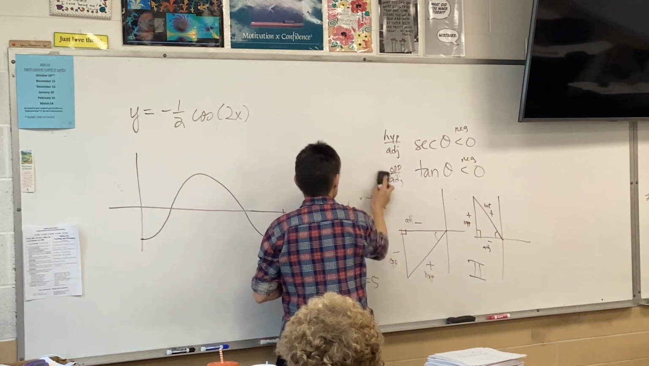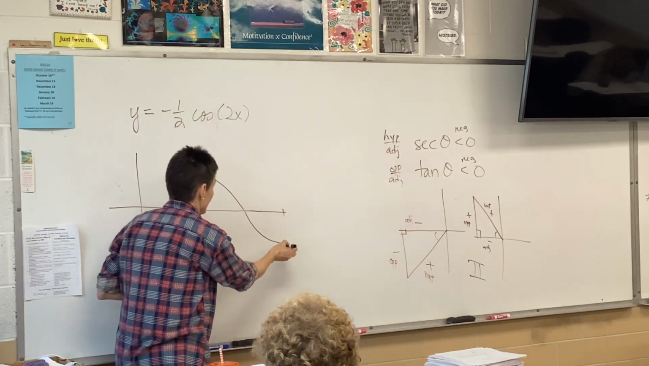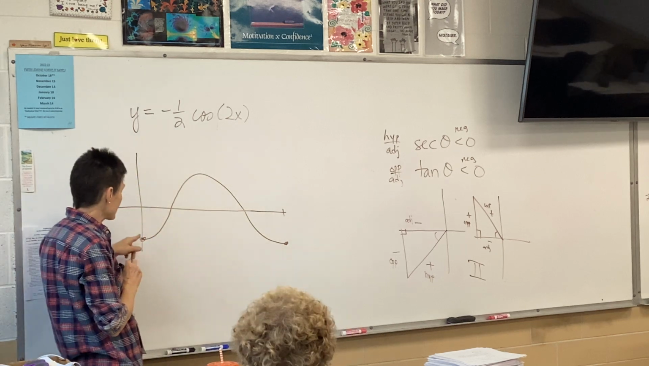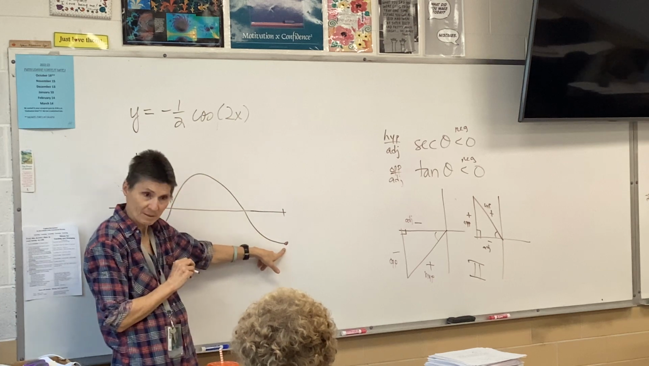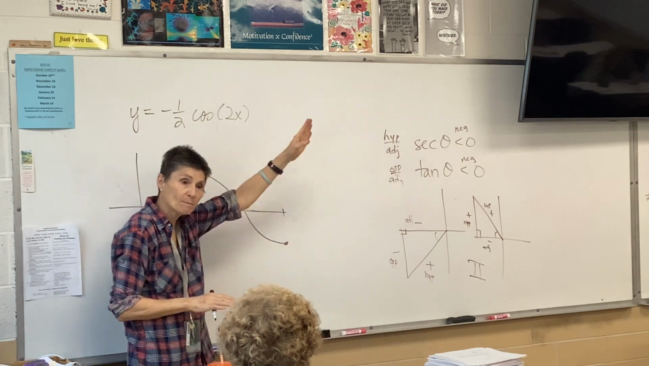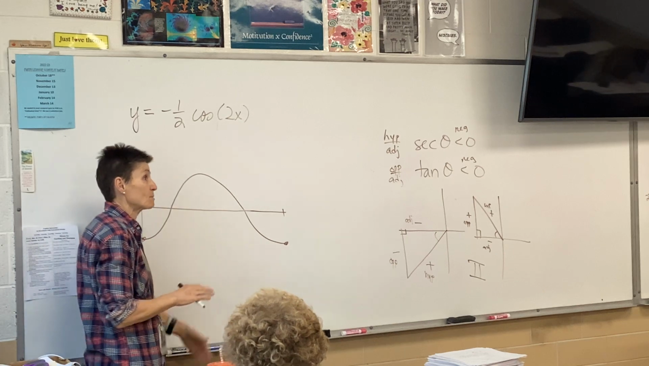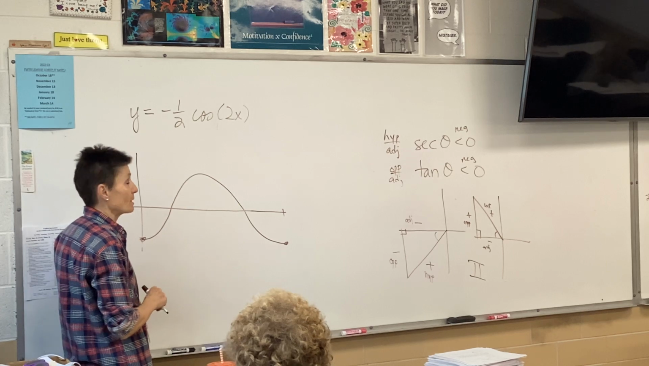Remember that you're going to stop drawing your cosine when you get back to where you started. So we started at the bottom of the valley. As soon as I get back to the bottom of the valley, I'm done. Don't draw any more. It wouldn't be wrong if you did, it just might confuse you. All right, so there's a point.